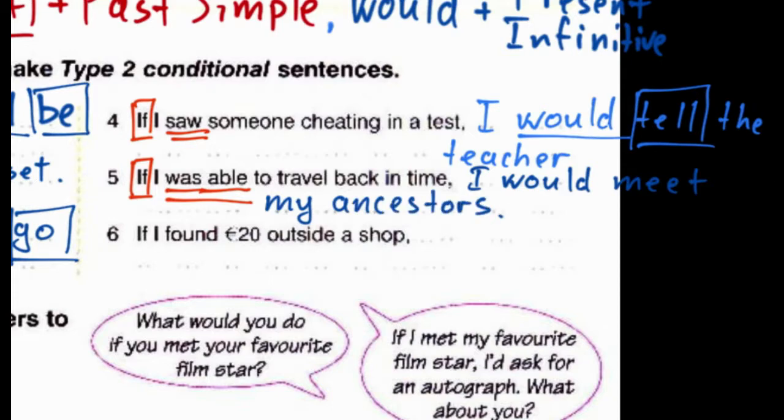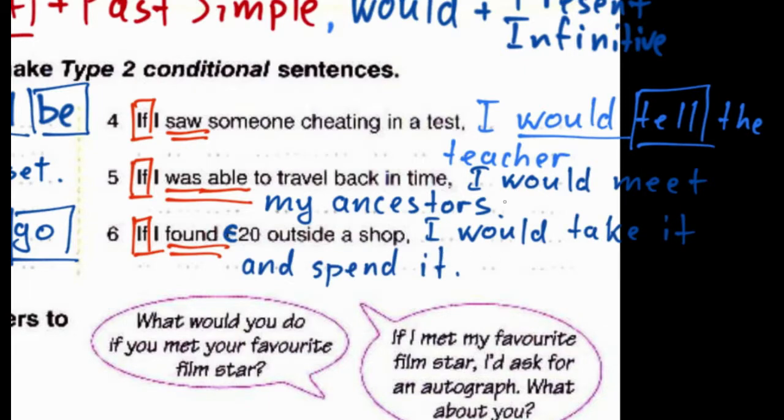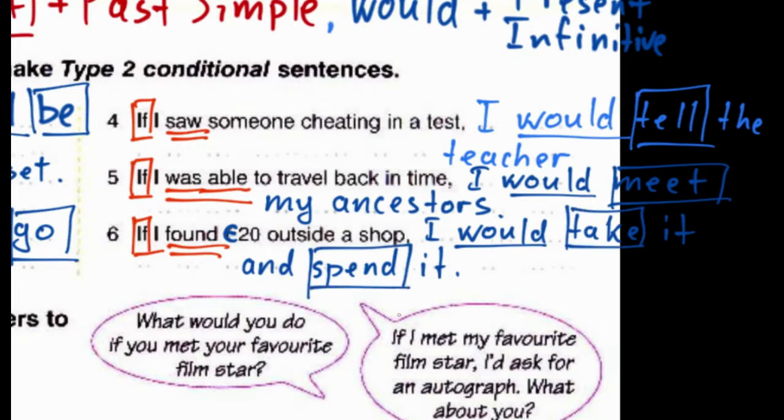And the last sentence, if I found 20 euro outside the shop. So here I have if, then I have this past simple. And then if I found some 20 euro outside the shop, I would spend it. I would take it and spend it. Something like this. So here again I have these modals, and then infinitives. Here I have even 2 infinitives, here and here. And that's it, very easy.